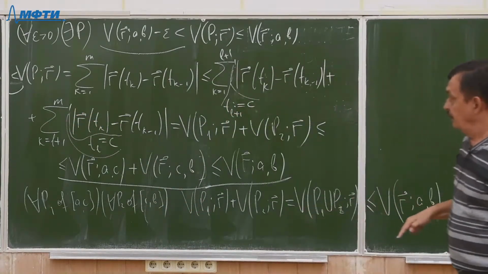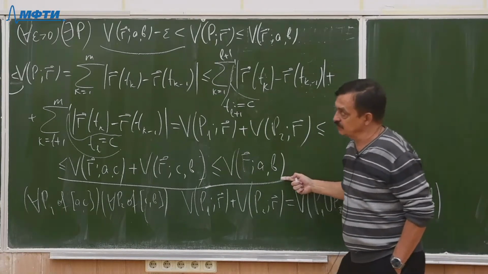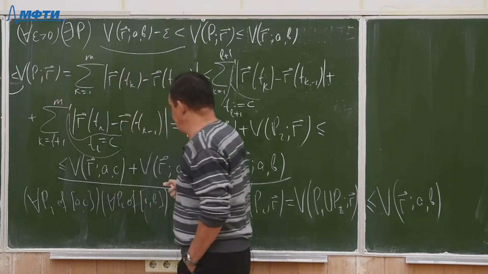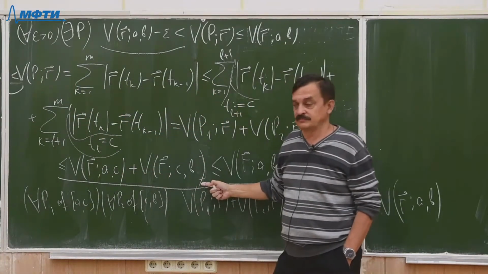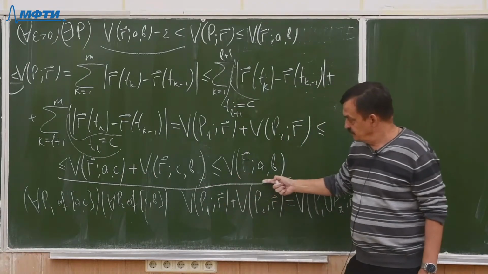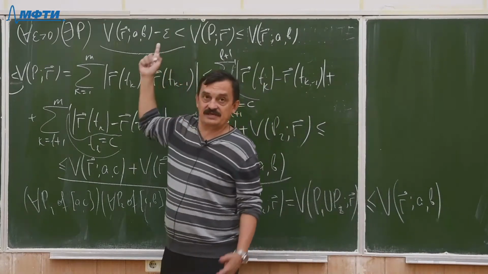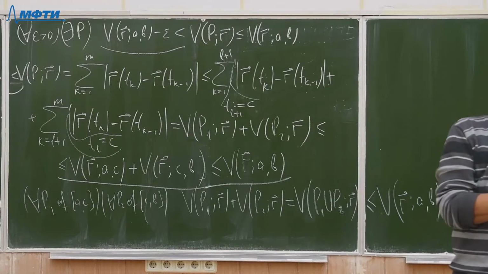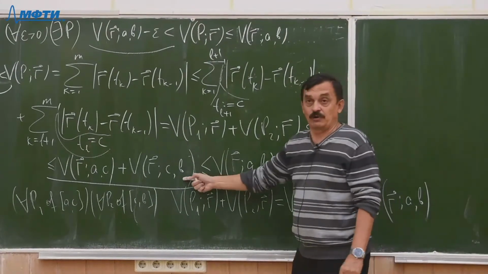Now, look, what is underlined? For arbitrary epsilon greater than zero, the sum of those two quantities is between this number and the same number minus epsilon, where epsilon is arbitrarily small. That may happen if and only if we have equality, right?